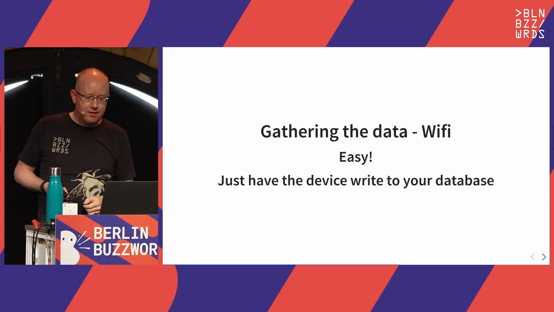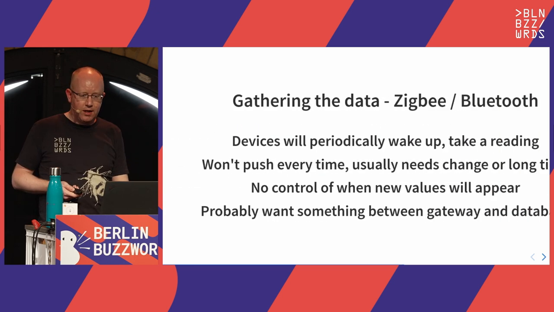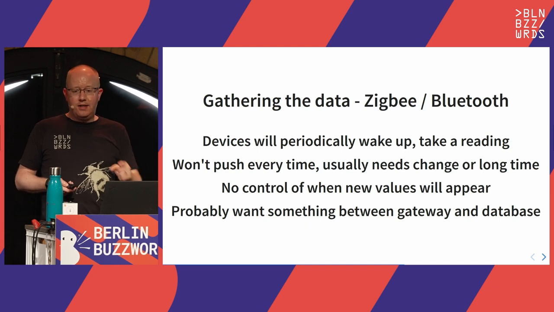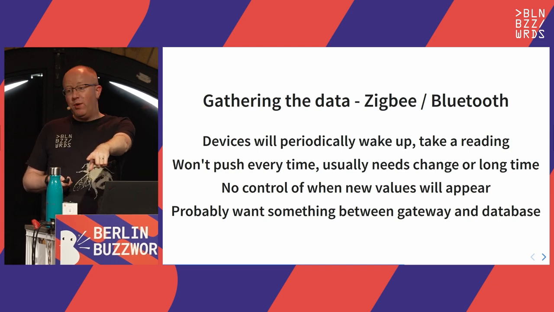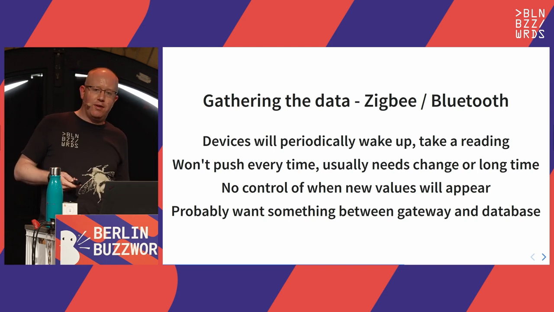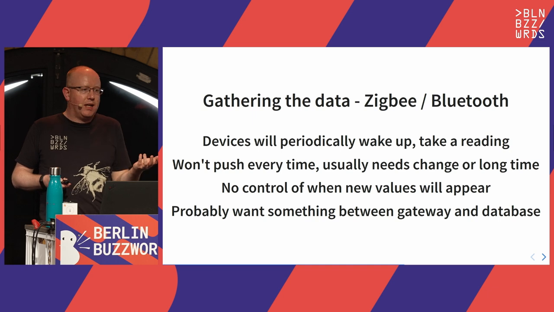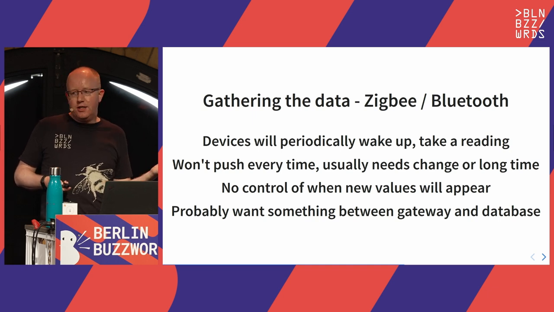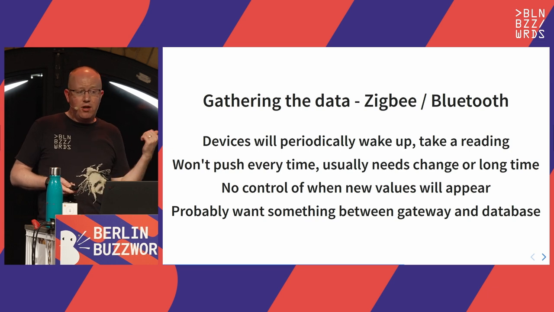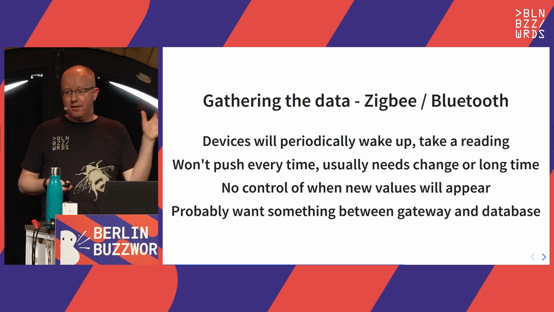So we've got some hardware. Now we need to get some data. If you're on Wi-Fi, sorted, easy, just off we go. If you're on Zigbee or Bluetooth, slightly different. These devices, battery-powered, they wake up when they feel like it. If you wrote the code on them, you can choose that interval, but usually it's like every 5 minutes or so, they'll wake up, take a reading. If they think it's changed enough, then they'll ping some data over the radio. So you've got no control of when the values are going to appear, and you're going to need some kind of database and something in between.